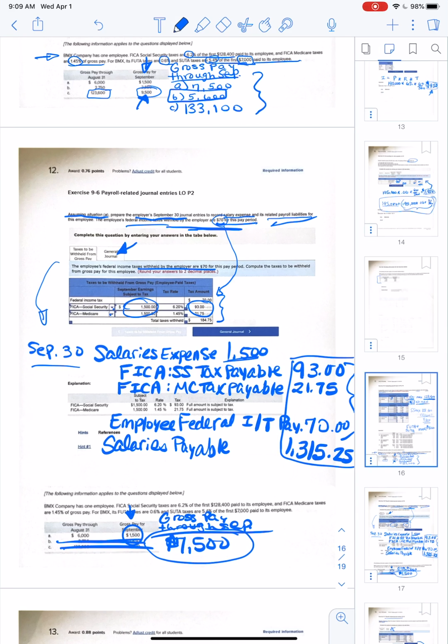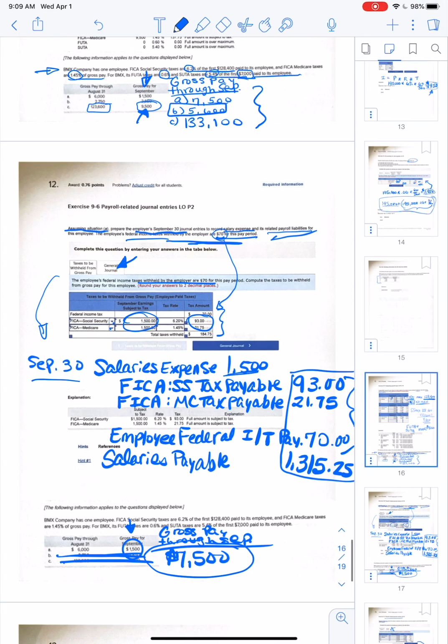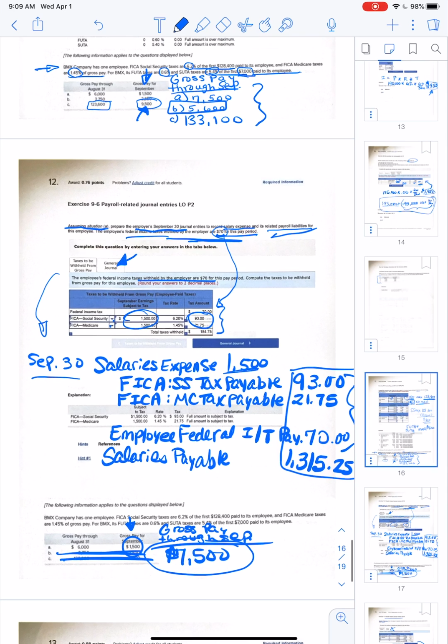So we'll pull in that full $1,500 in salaries expense, but we know we cannot right away go and credit salaries payable for the $1,500. If I did so, I would be neglecting all of these taxes that must also be paid. So instead, I first have to come in and credit my Social Security tax payable for FICA, then my Medicare tax payable for FICA, and finally, my employee federal income tax payable, right? So that will be my last credit.